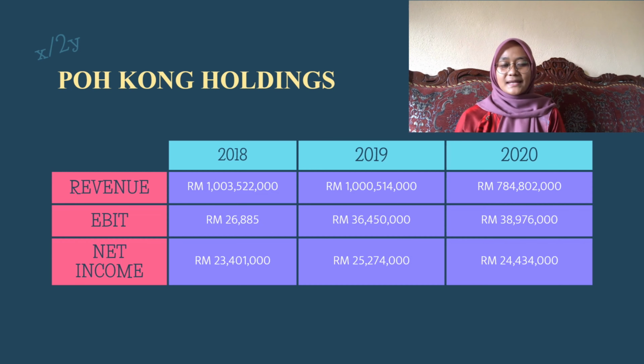For Pohkong Holdings, based on the table, revenue shows a decrease from 2018 to 2020. It may be due to the COVID-19 pandemic that hit our country. As for EBIT, there is an increase from 2018 to 2020. In addition, profit for the year shows fluctuation from 2018 to 2020. From 2019 to 2020, there is an increase in 2019 and a decrease in 2020.